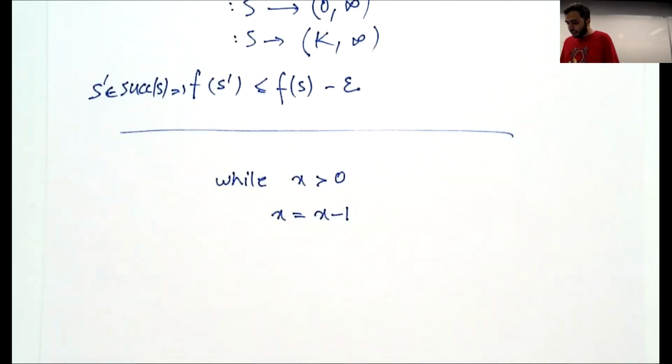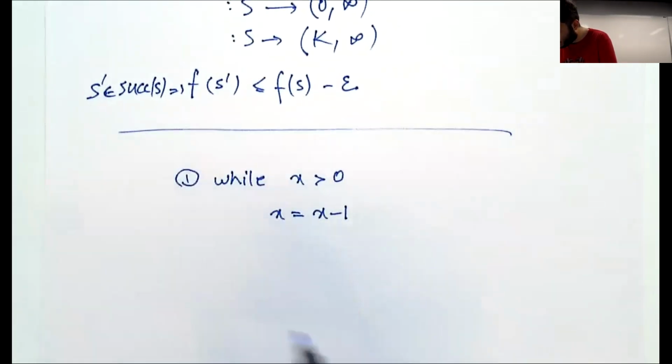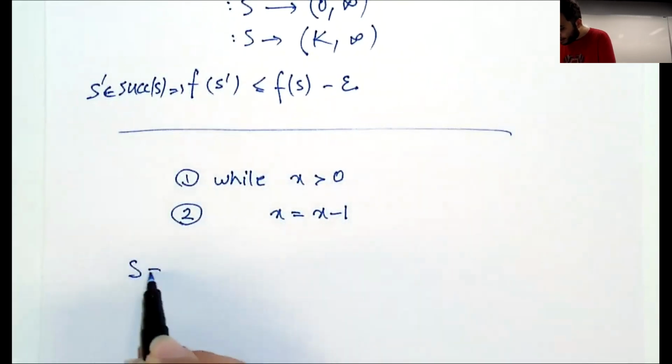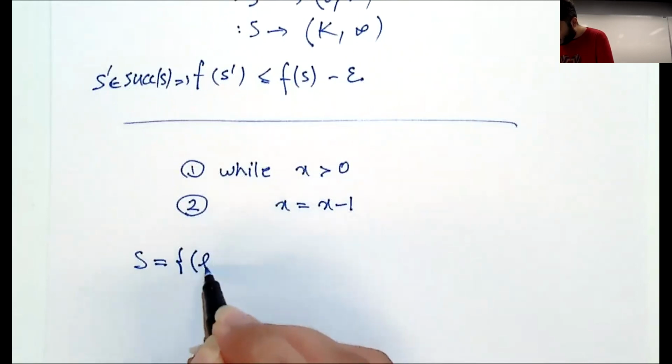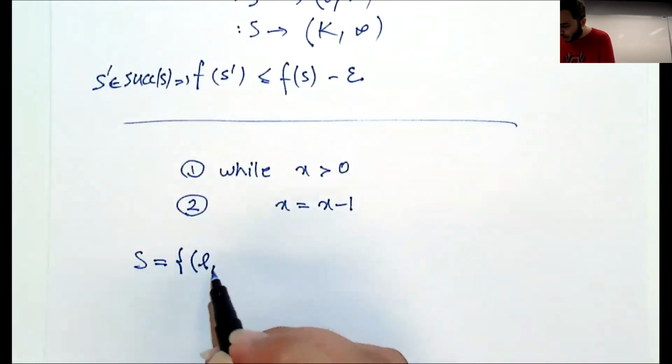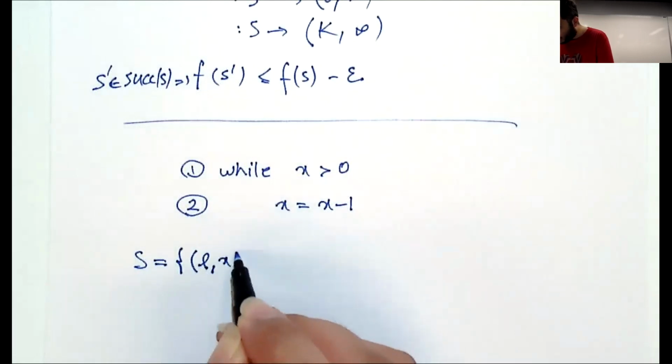Well, in order to have a ranking function, we should first define what our set of states are. So let's say that I give line numbers. This is line number 1. This is line number 2. And let's say that the set of states is basically pairs where I have a line number and also some value for x.